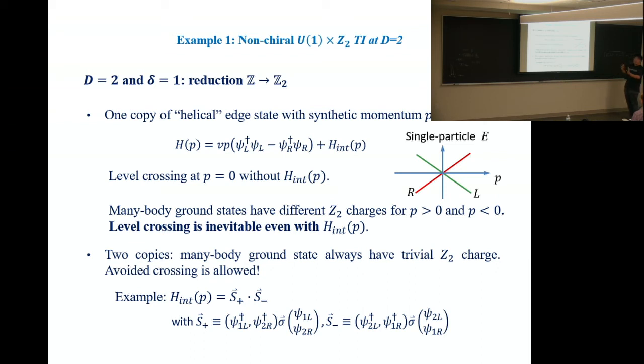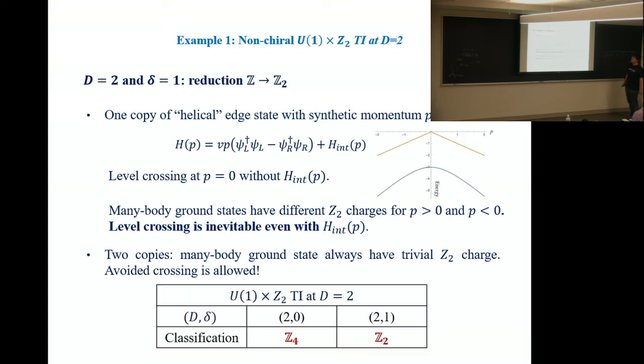This single-particle quantum mechanics can be solved trivially and exactly. It turns out that with this interaction, this is the ground state of the edge state, and this is the first excited state of the edge state. They are always gapped out. So this means that for this U1 cross Z2 TI at D equals 2, when there's no synthetic dimension, the classification will be Z4, but when there's one synthetic dimension, the classification will be Z2. So it changes depending on the synthetic dimension.